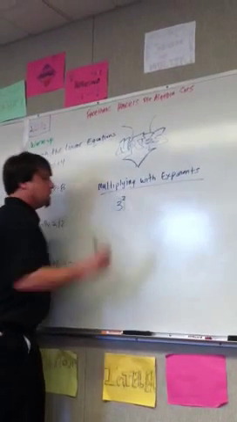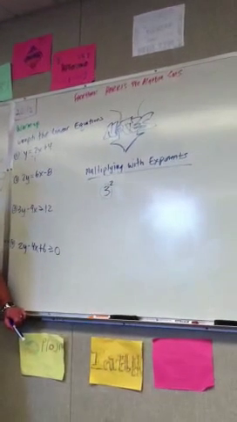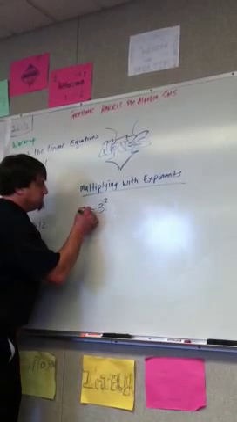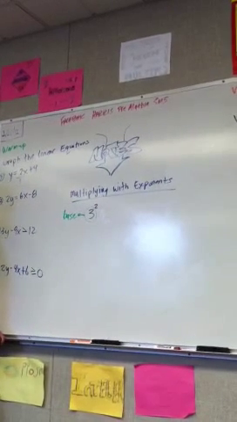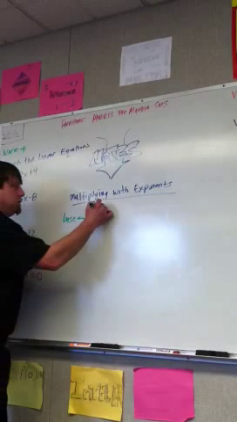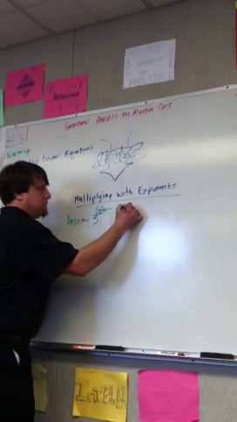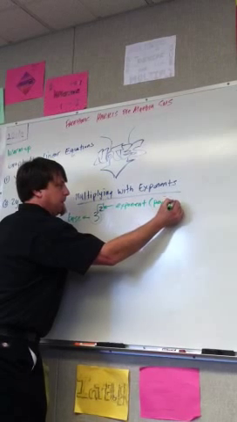What is this called? Exponent. What is the 3 called? Power. What is it? It's a base. So 3 is a base. 2 is an exponent. Or sometimes we call it a power.